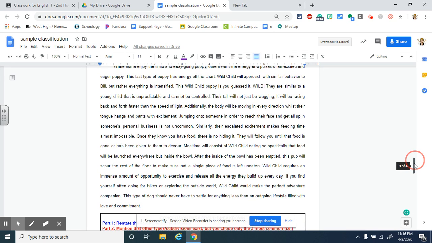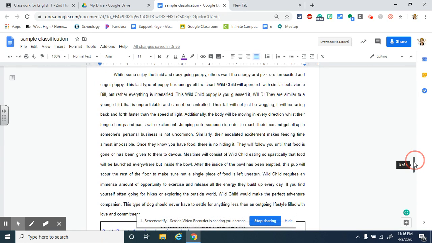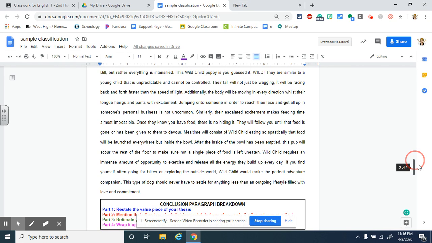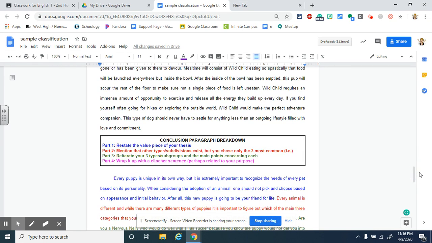Wild Child requires an immense amount of opportunity to exercise and release all the energy that they build up every day. If you find yourself often going for hikes or exploring the outside world, Wild Child will make the perfect adventure companion. This type of dog should never have to settle for anything less than an outgoing lifestyle filled with love and commitment. Aww, says Miss Fox, a non-dog person.